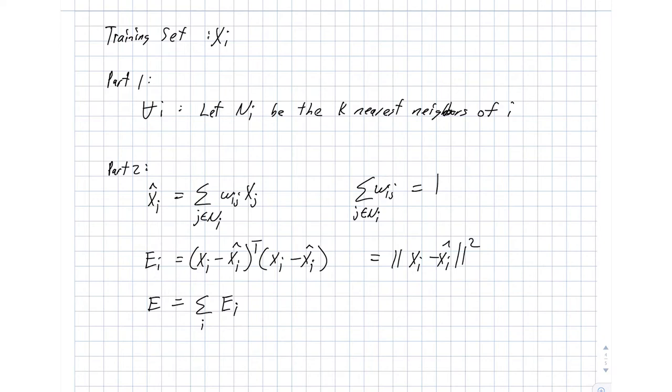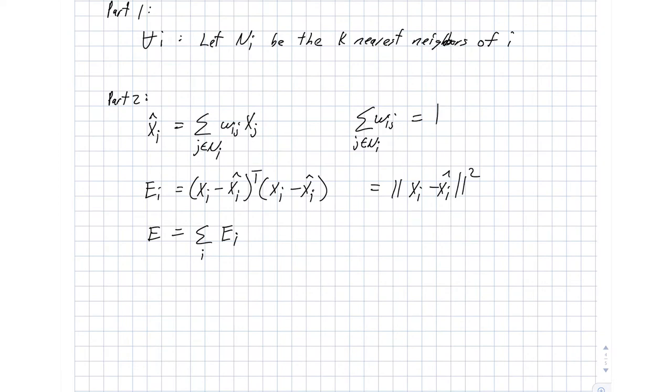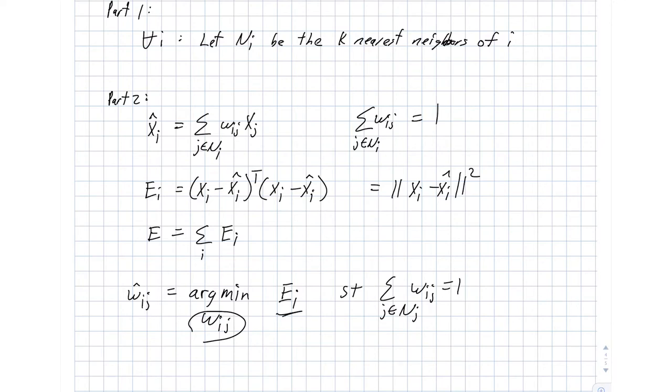So I'm going to write this in terms of a single sample. We're going to set our Wijs as the Wij that minimizes Ei. But of course, we also have to satisfy this constraint here. Okay, so argmin just means give me the Wijs that minimize the thing here on the right-hand side. But the constraint here is the Wijs have to sum to one. All right, so that's the optimization problem that we have to solve.